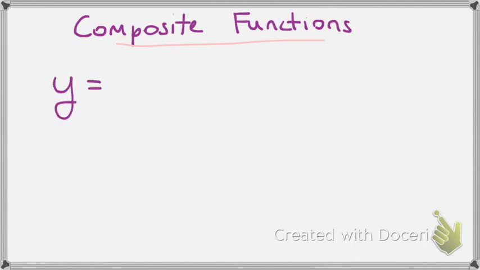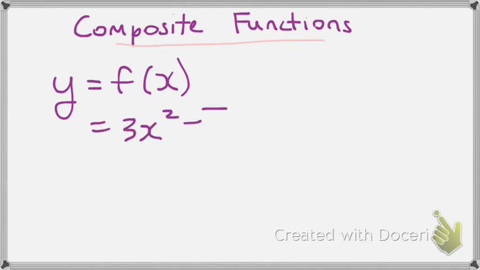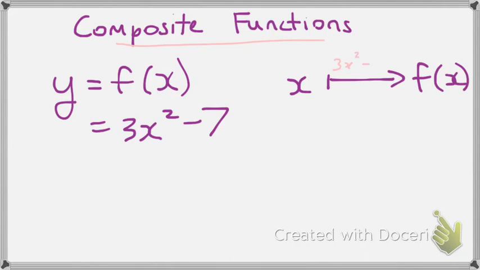If you remember, we've been talking about functions as these machines, right? Let's say I've got a function, 3x squared minus 7. A function is a machine that takes an x value and then returns f(x). In this case, it takes the x value, squares it, multiplies by 3, and then subtracts 7.